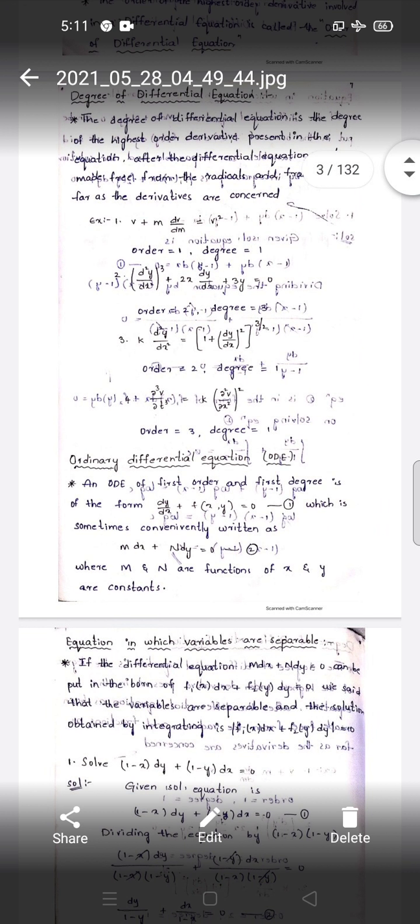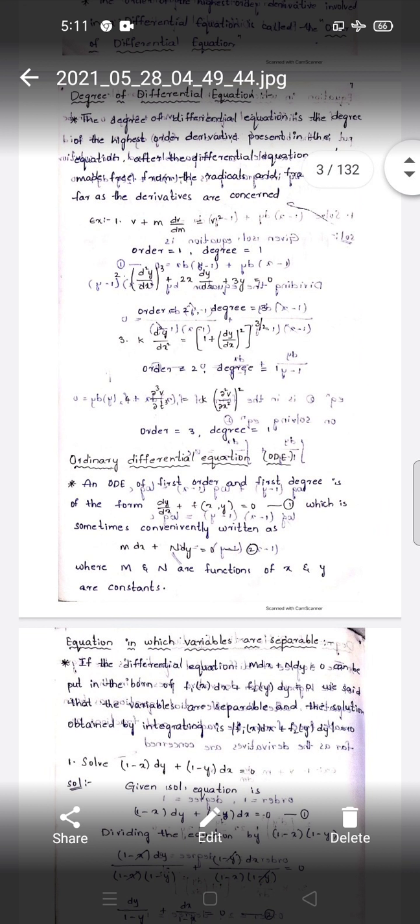Differential equations: definition of a differential equation. What is a differential equation? An equation involving the independent variables or dependent variable, one or more independent variables or dependent variables, involving derivatives is called a differential equation. So differential equations are of two types. The first is ordinary differential equations and the second is partial differential equations.